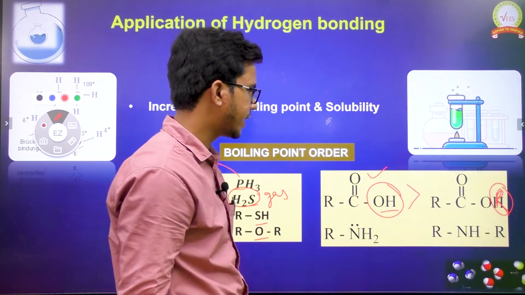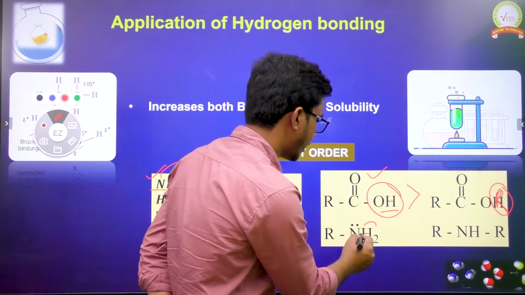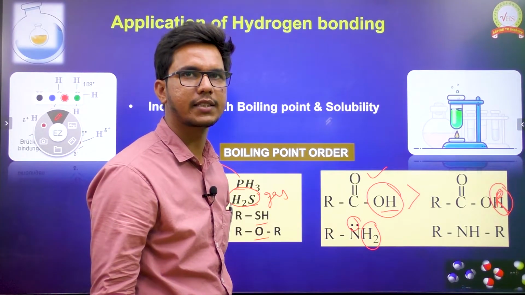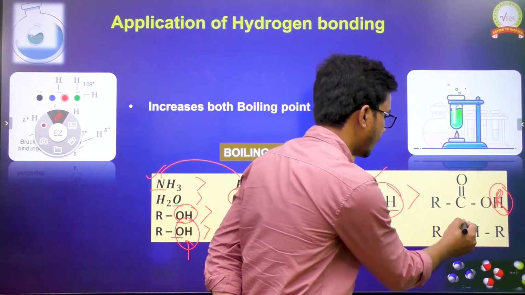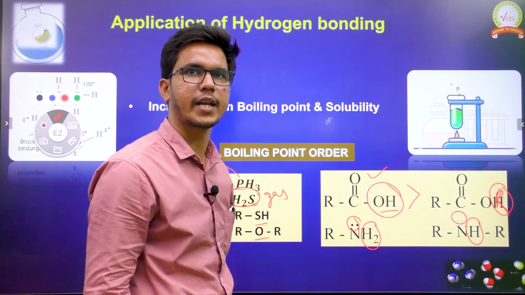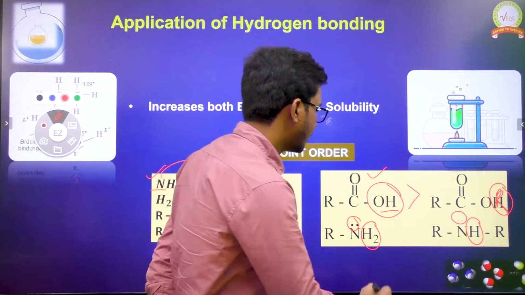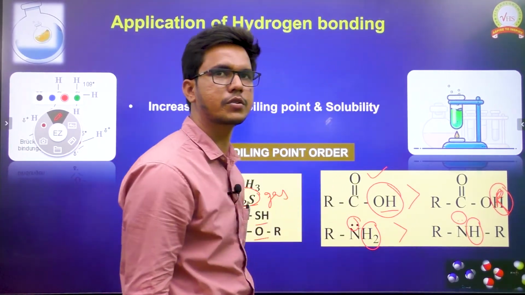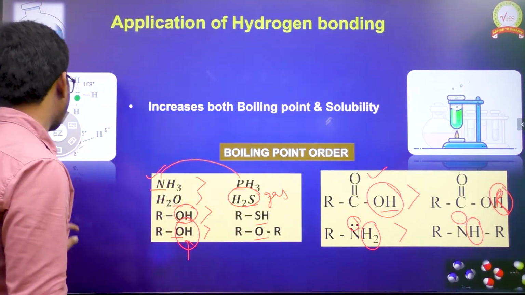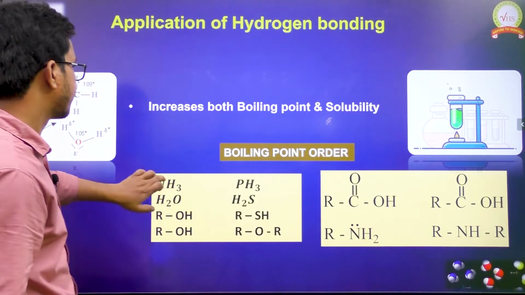If you take primary and secondary amines, the primary amine has 2 donating units and 1 acceptor unit, so altogether 3 hydrogen bonds are possible. But here we have 1 acceptor unit and only 1 donating unit, so we can expect only 2 hydrogen bonds. Since the first one has more hydrogen bonding, its boiling point is more than that of the second one. Okay, let us take the next one.